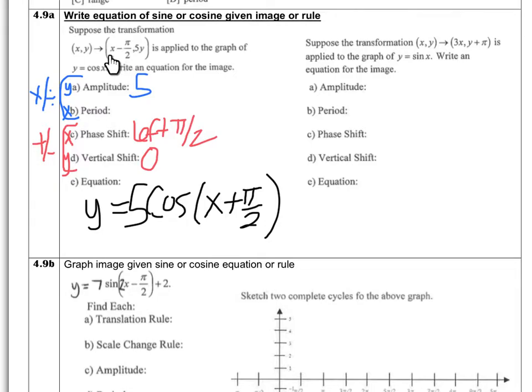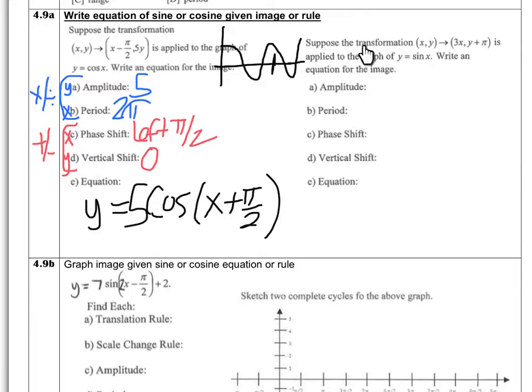Now the period is impacted by an x stretch or shrink. If you look at the x, it's not being multiplied or divided by anything. So what is the period of the cosine function? That is, if you were to sketch the cosine function as a parent, how long does it go until it starts the same pattern over again? It goes to 2 pi. So the period of the cosine is 2 pi.